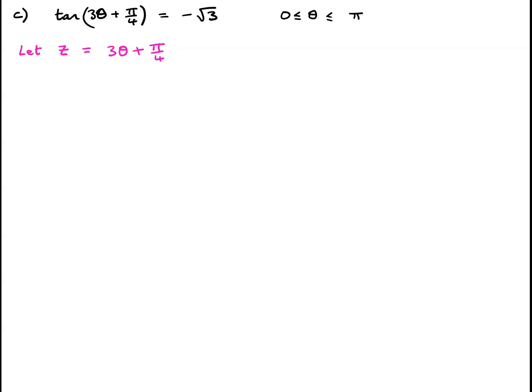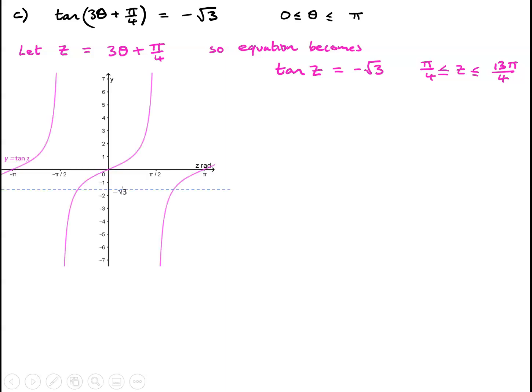The largest value of theta we're interested in is pi. So the largest value of z that we're interested in is 3 pi plus pi by 4, which is 13 pi by 4. So our equation becomes tan z equals minus root 3, where z lies between pi by 4 and 13 pi by 4. Our calculator, together with our knowledge of the shape of the tan graph, will enable us to find the roots of the equation. So the tan graph will look like this.